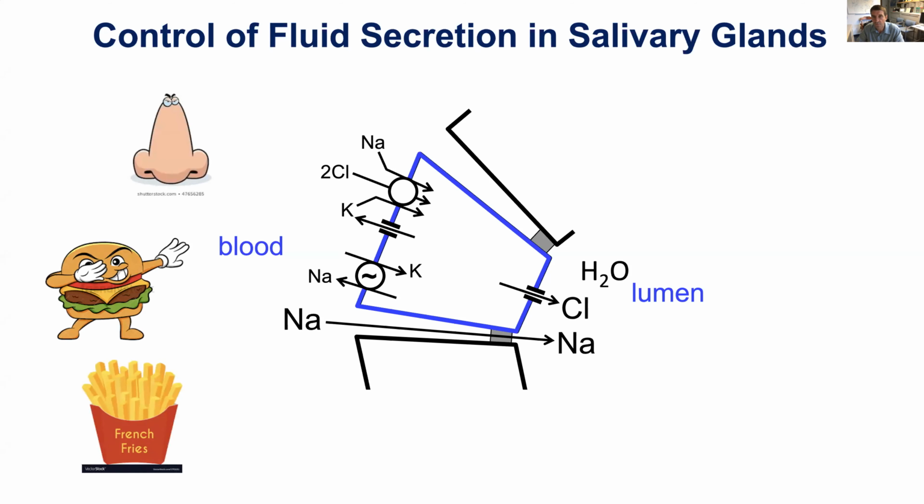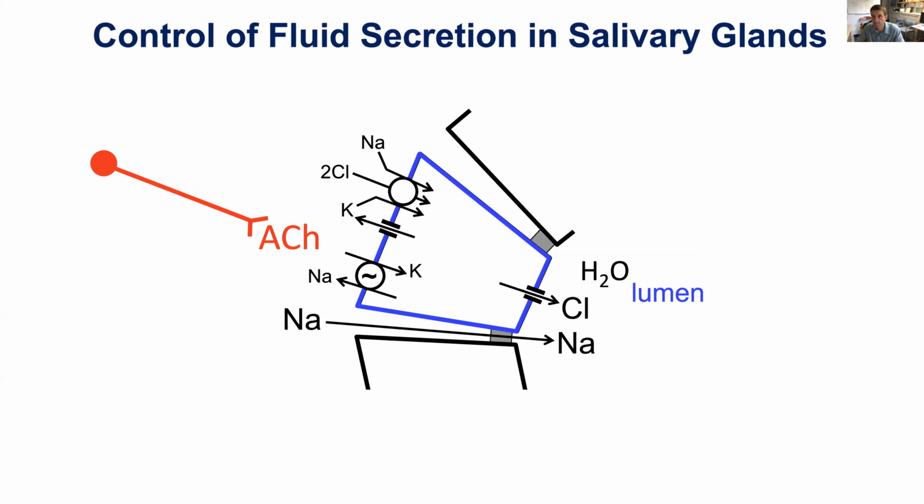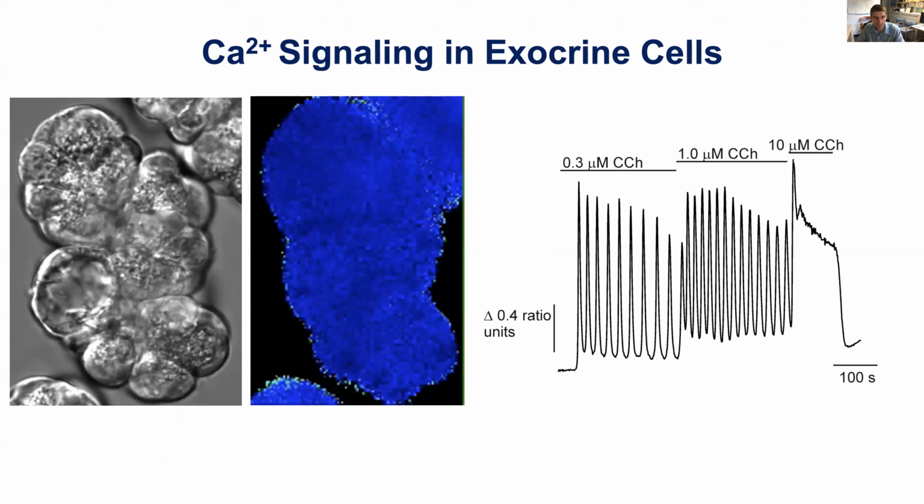The impetus for this secretion is obviously the sight, the smell, and the thought of food. So when those things occur, next slide, there is a nervous input through the parasympathetic nervous system, which releases acetylcholine, next slide, and that causes an increase in calcium within the acinus cell, which actually activates that chloride channel and gets the whole system working.